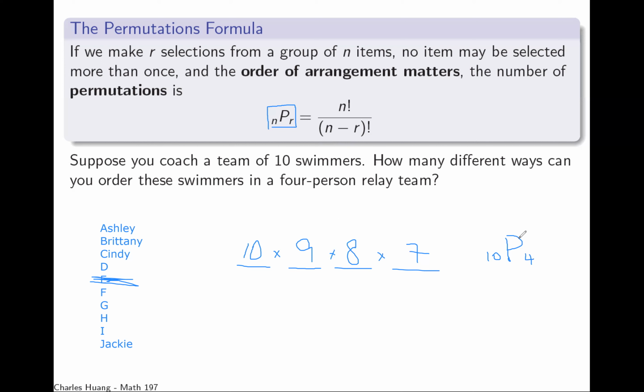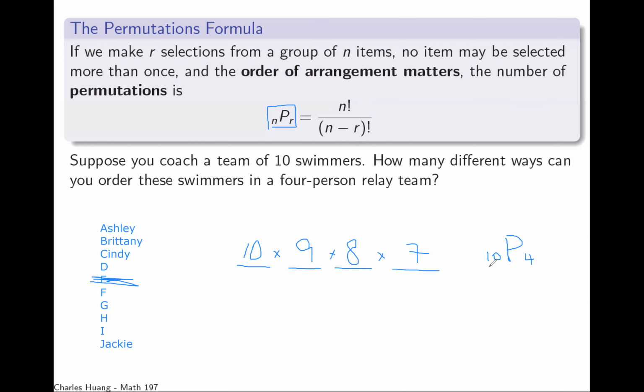For our questions, most of our questions will be simple enough that we can just use the method that I just showed you here. We can find out how many different choices there are in each of the slots. And we can just multiply 10 by 9 by 8 by 7 and find our answer. In some cases, the multiplication can get very big. So we can also do a shortcut.